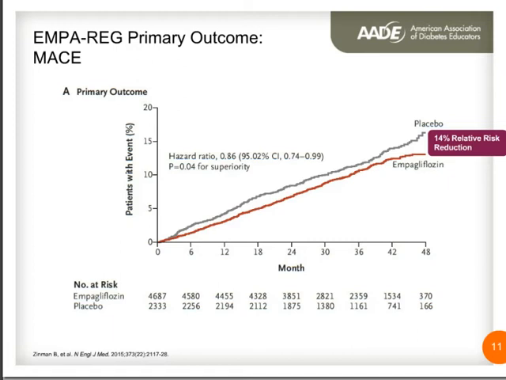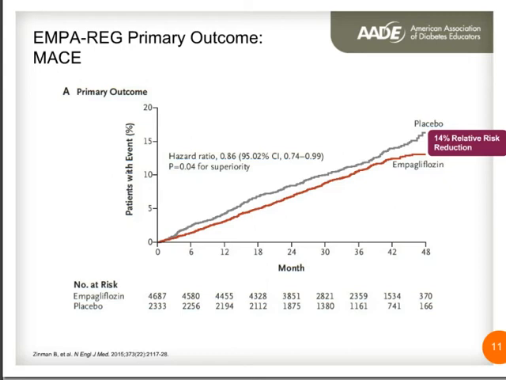How much? On average, the relative risk over time is 0.86. The confidence interval ends at 0.99, less than 1. This translates to a relative risk reduction of 14%, and it is statistically significant for superiority. So not only is it safe, like the DPP-4s and ELIXA, it's actually considered to be superior to placebo for reducing cardiovascular events.